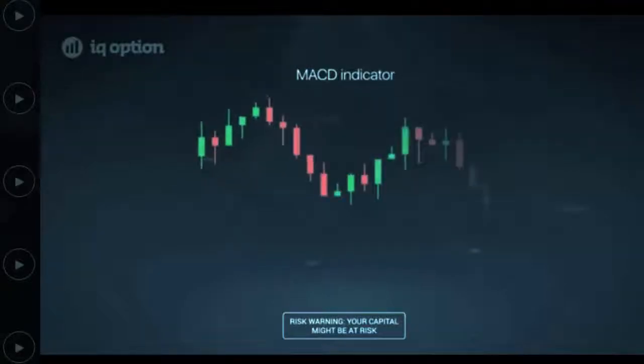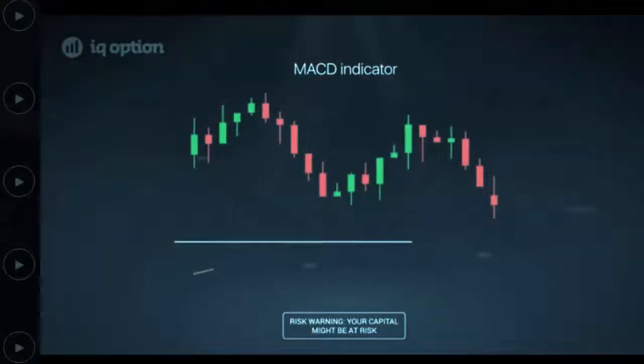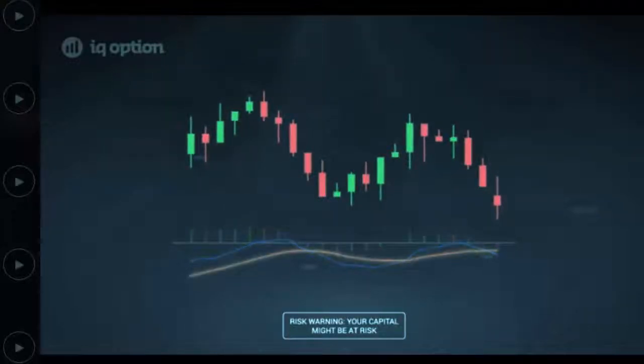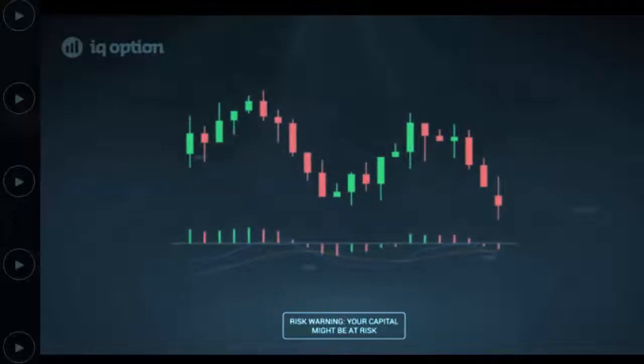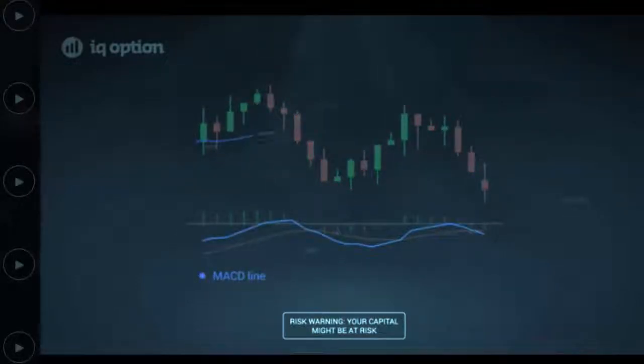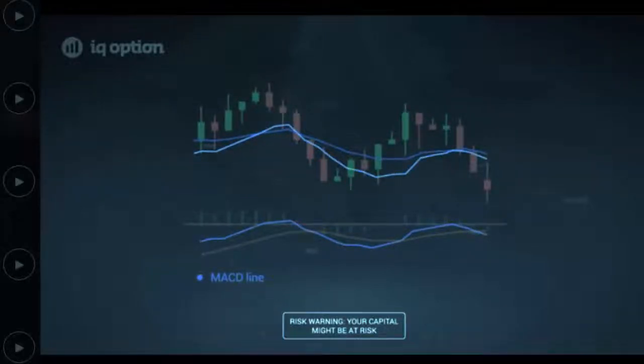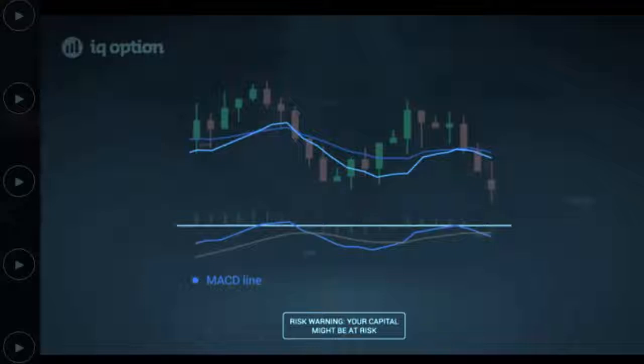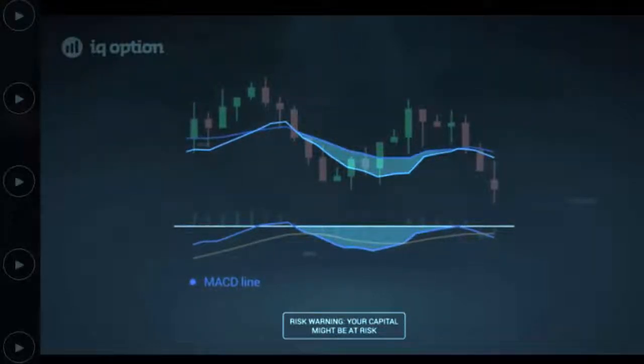The MACD indicator is used to determine the current trend, its strength, and the probability of its reversal. It consists of the MACD line, a signal line, and a bar chart. The MACD line shows the difference between two EMA moving averages with different periods. When the MACD line crosses the zero line, it indicates that there is no difference between them at this moment. The larger the difference between two moving averages, the further the MACD line is from the zero line.